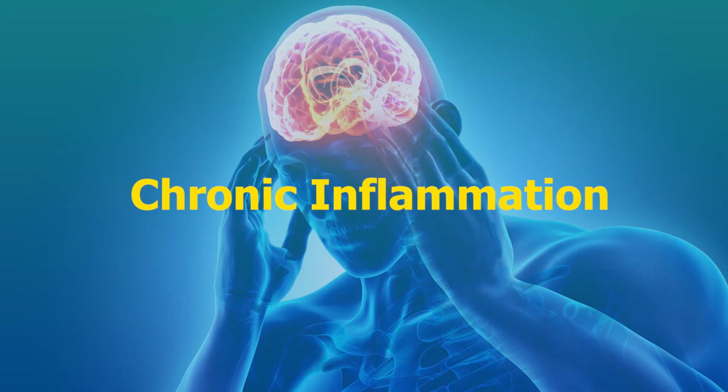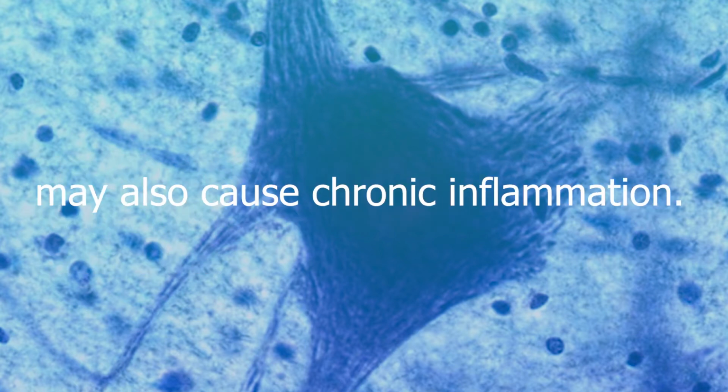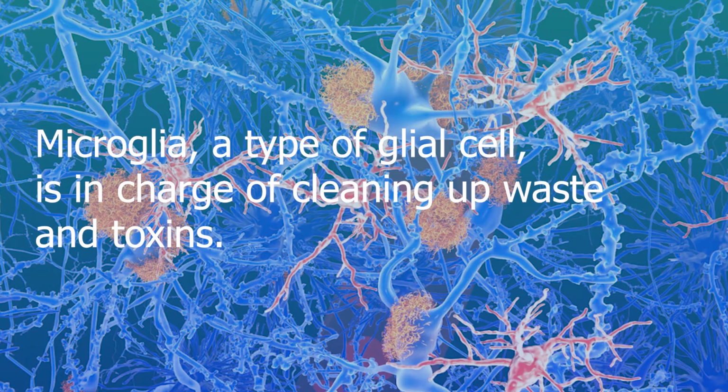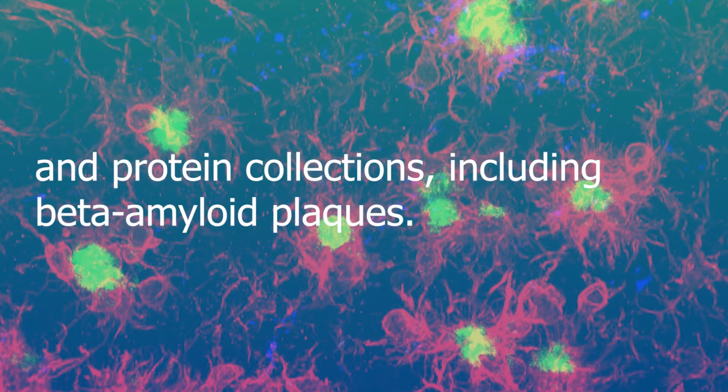Chronic inflammation. The accumulation of glial cells, whose normal function is to keep the brain clean, may also cause chronic inflammation. Microglia, a type of glial cell, is in charge of cleaning up waste and toxins. However, in Alzheimer's disease, microglia fail to clear away waste, debris, and protein collections, including beta amyloid plaques.